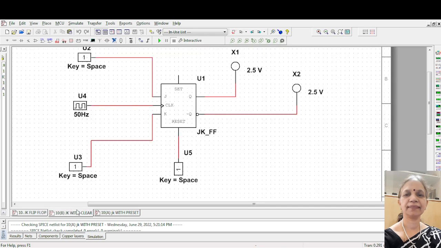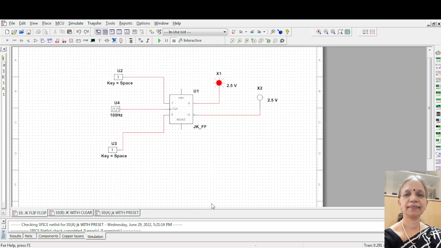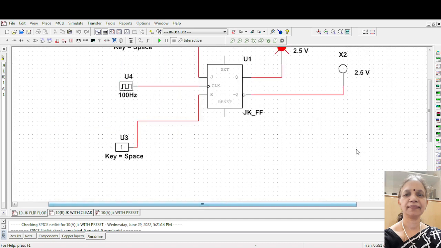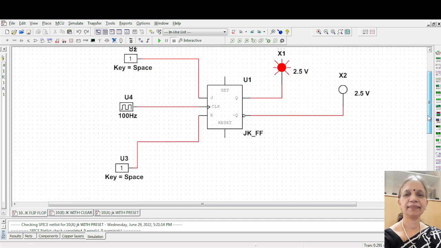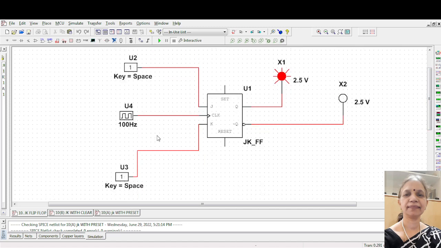This is with clear input set to 1. This is set input set to 1. So before we go to that circuit, let us try to understand the basic JK flip-flop first. So now, the property here says, let us see, both of them are 0 and 0. Switch it on. So this is a present condition. Q is 0, Q bar is equal to 1.